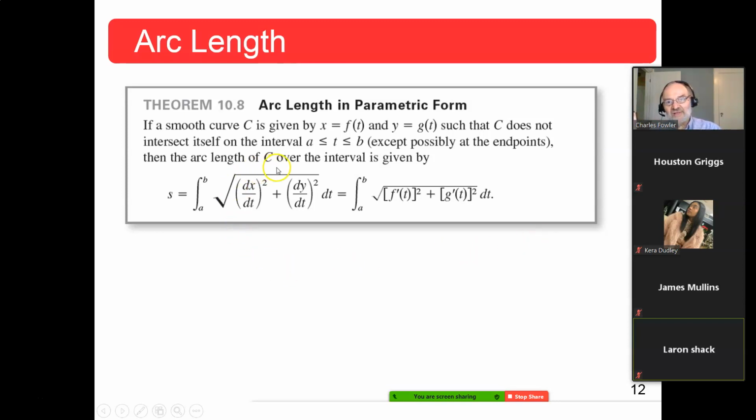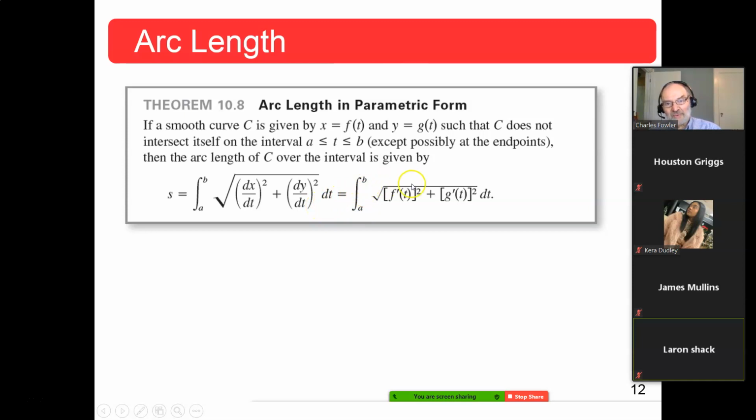Then the arc length of C over the interval is given by s is equal to, now this is arc length, little s is arc length, remember, the integral from a to b, that's your limits on t. Remember, everything's t now. So this has to be a dt out here, not a dx, because these are the limits for t. Now, before, if you remember, our arc length was the square root of 1 plus dy dx squared. Not that anymore. It's dx dt squared plus dy dt squared, okay?